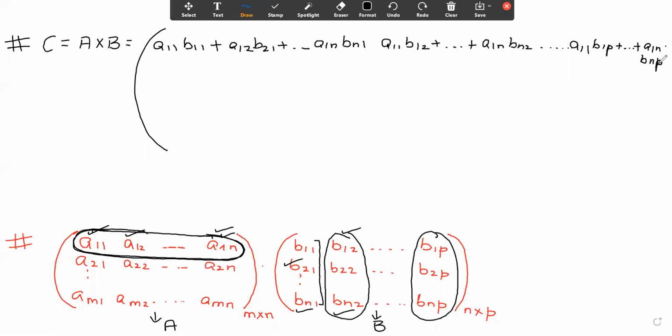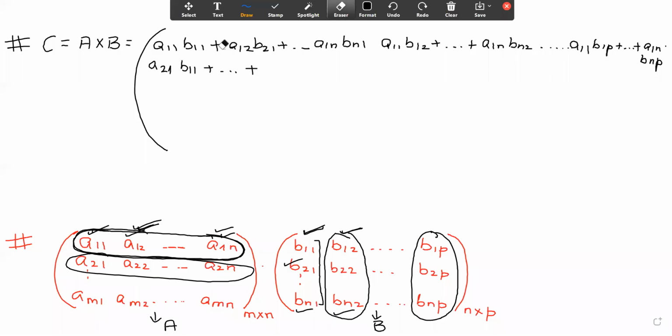So I hope students have understood how we are multiplying. First row multiplied by first column, first row multiplied by second column, first row multiplied by the last column. Then you know the drill. Second row multiplied by the first column. So A21 times B11 plus, I can keep on going.